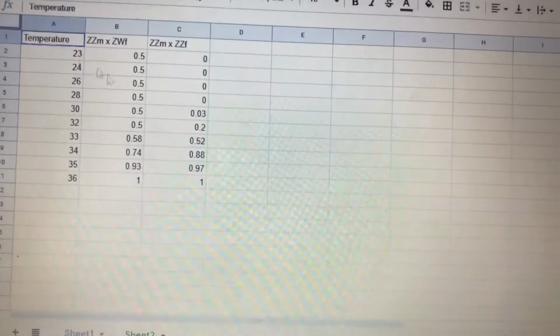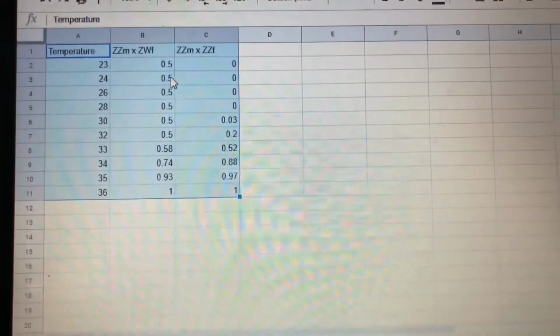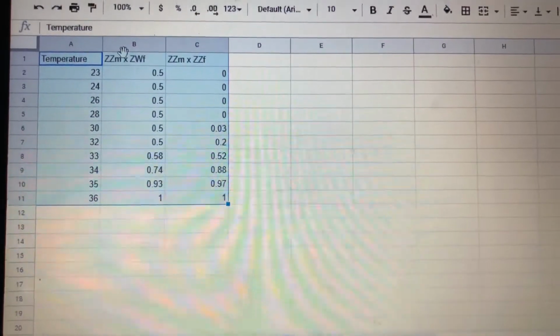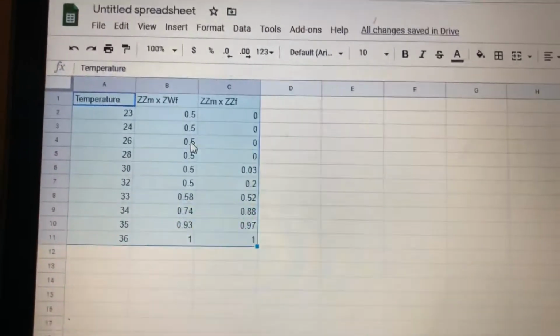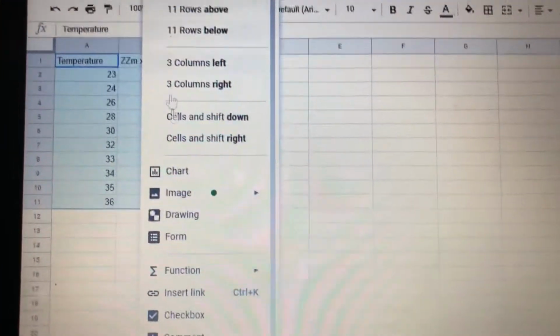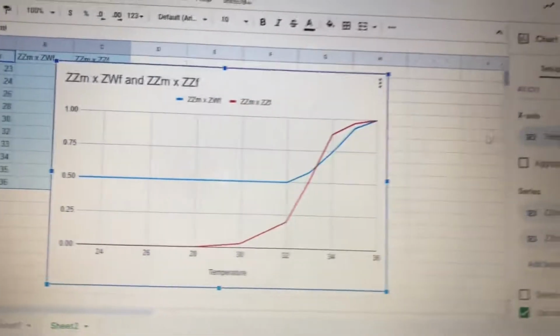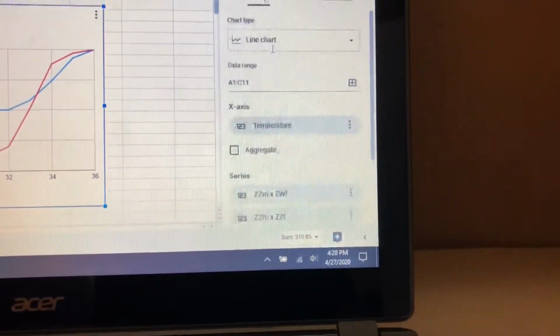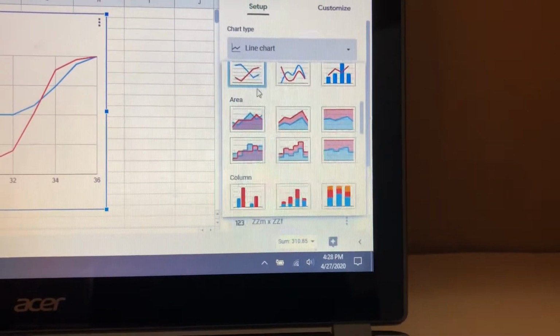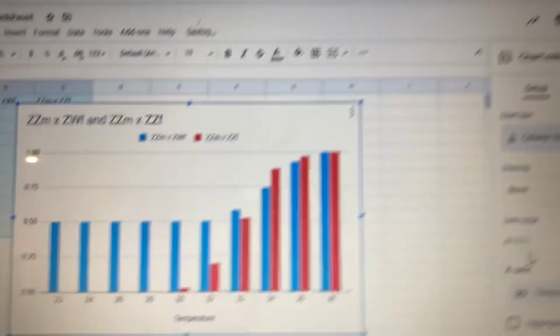So I'm going to take this data here. So I got my temperature and I've got my two columns of data here. So the percentage of females, and I'm going to insert a chart for that. I actually want this to be a bar chart. Okay, so that's pretty good.